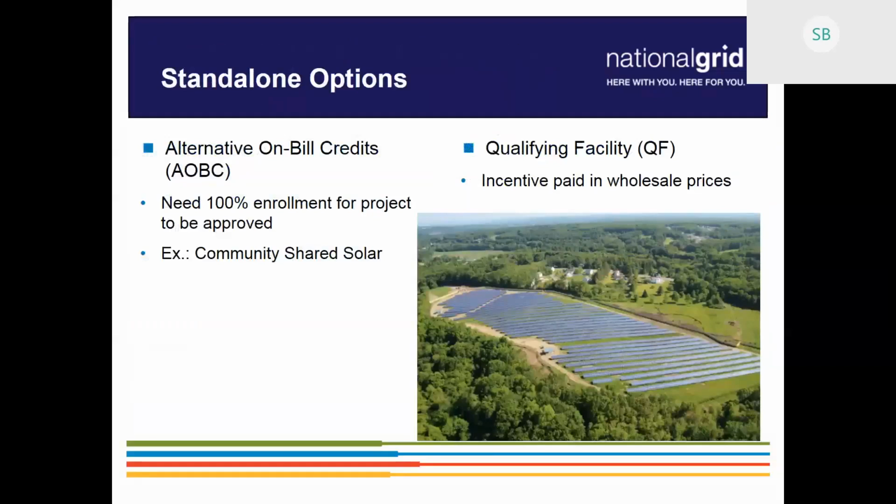So you decide during the application process, I want to give this much to my grandma, this much to the guy down the street, this much to whoever wants to participate in my site, and then I, as the host, can receive the incentive payment every month, and the off-takers will receive a credit on their bill. And then the other site is a qualifying facility. So if I, as the host, don't want to deal with anybody, I can just get the wholesale rate for my energy paid to me every month.